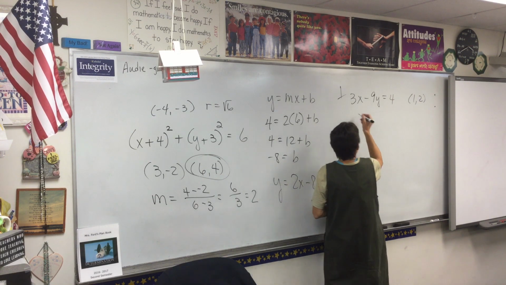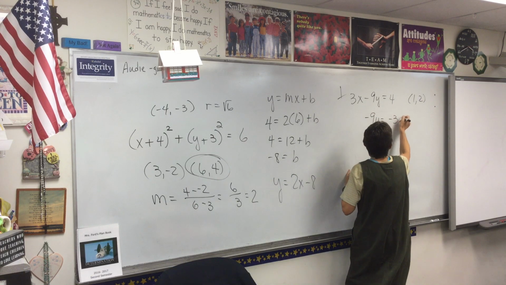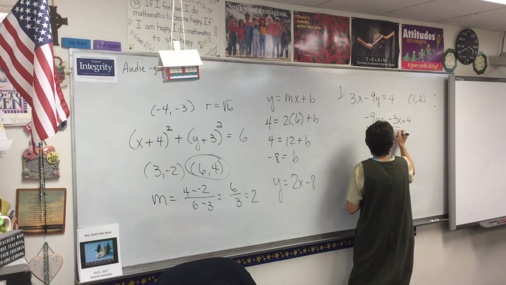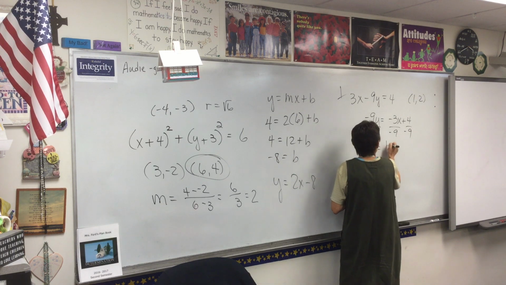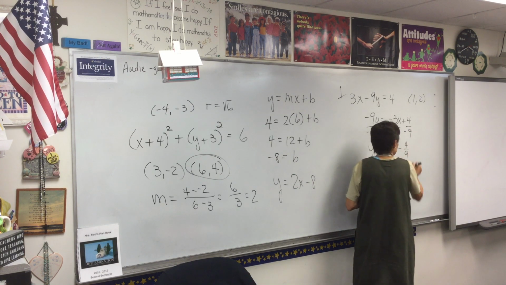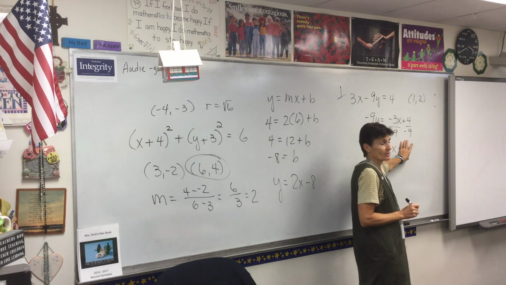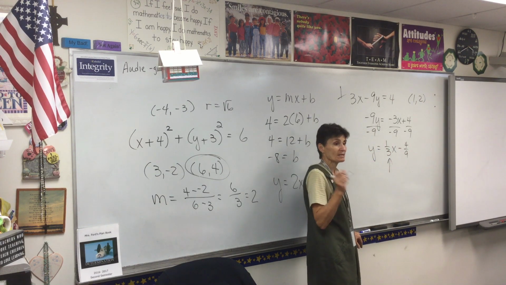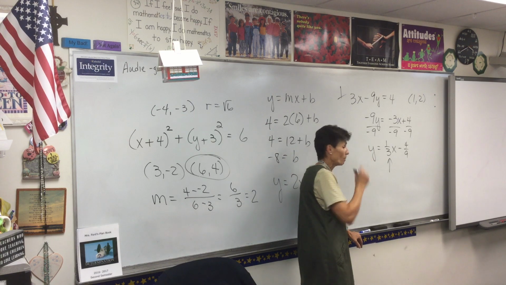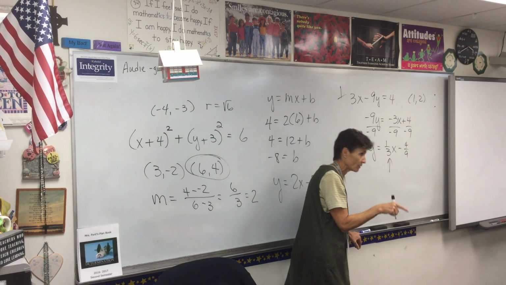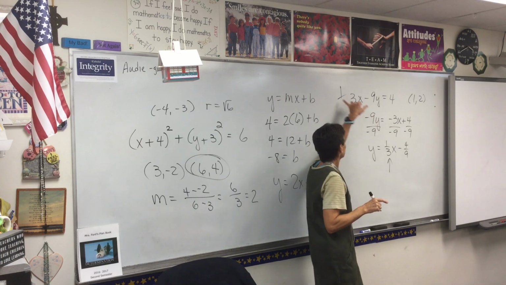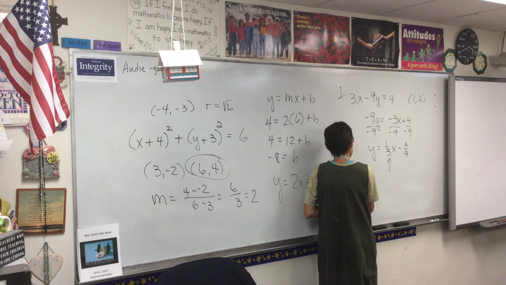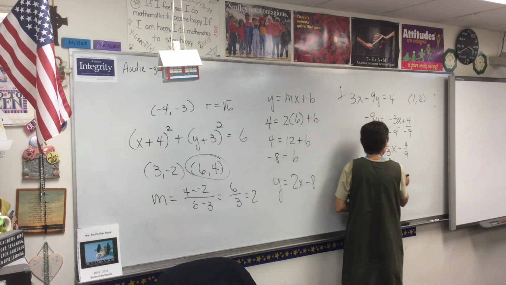So I'll subtract 3x from both sides. I'll put a -3x over here. Then I'll divide by -9. So I got 1/3 x minus 4/9. Now I don't really care about this part, because the whole reason I did this was to get the slope, which is the m part. It's hooked to the x. So the slope of the line they gave me is 1/3, which means the perpendicular slope will be -3. So I'm going to use a slope of -3, and my point is (1, 2).